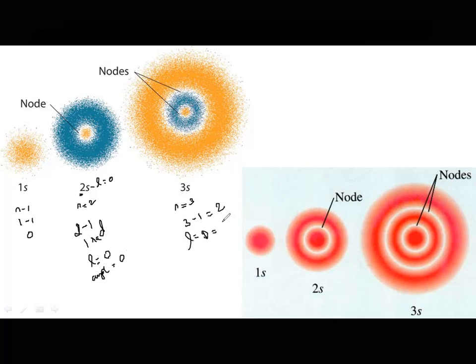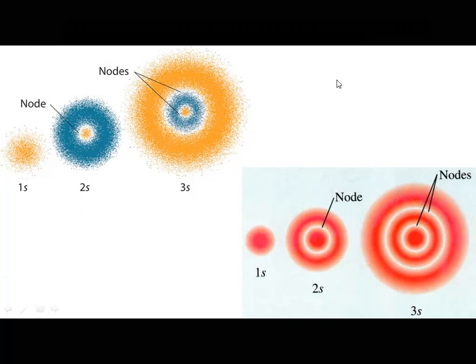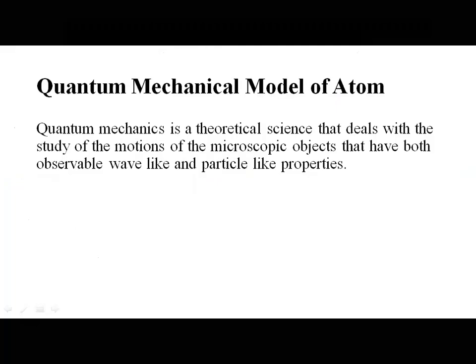So there are no angular nodes. And the same is shown here. 1s, no nodes. 2s, the white part is a node. And the remaining part that you are seeing is the orbital. Yes, so these are the images of nodes and orbitals.